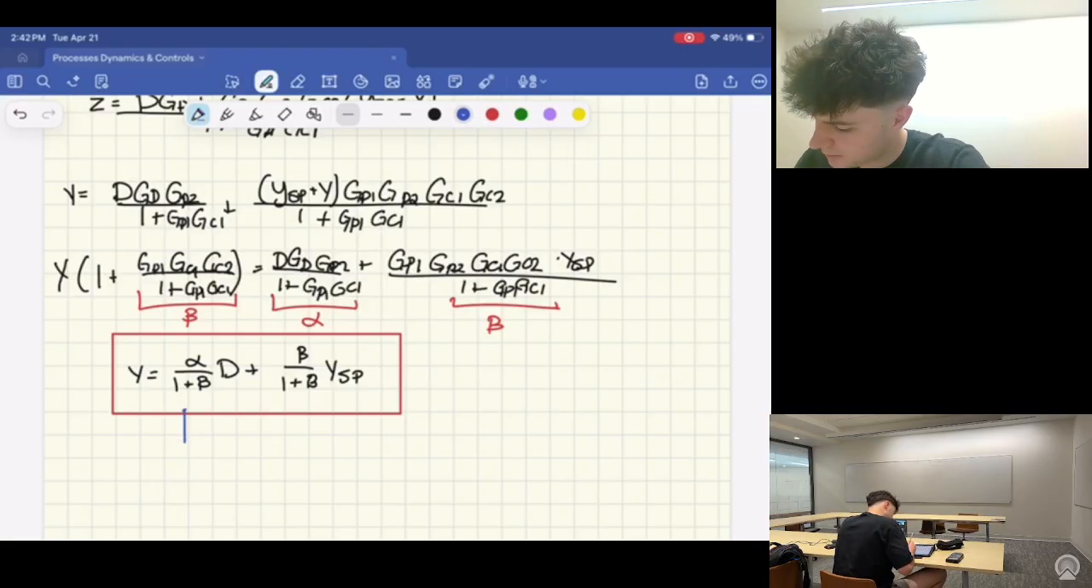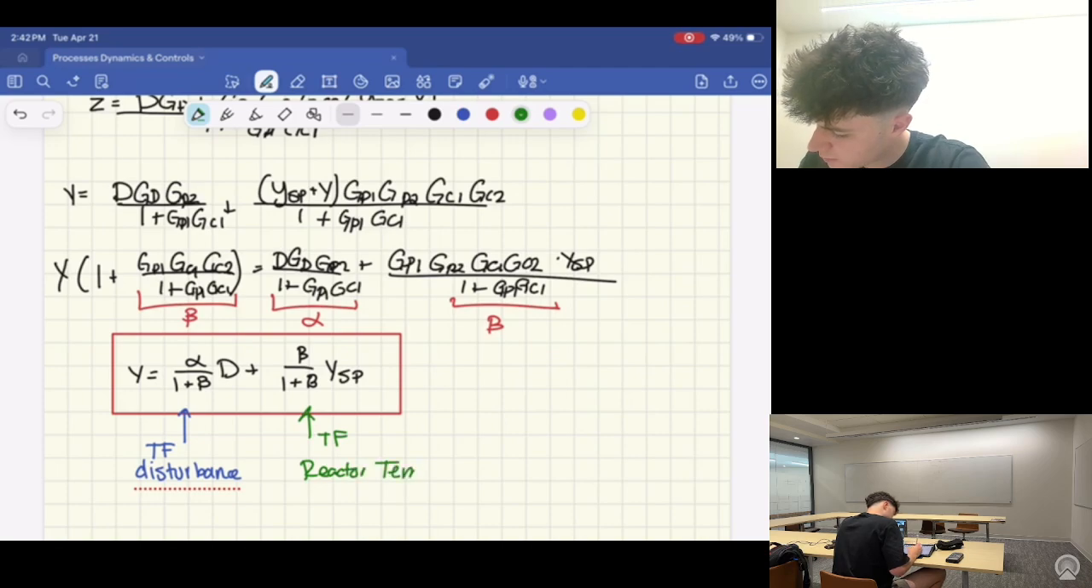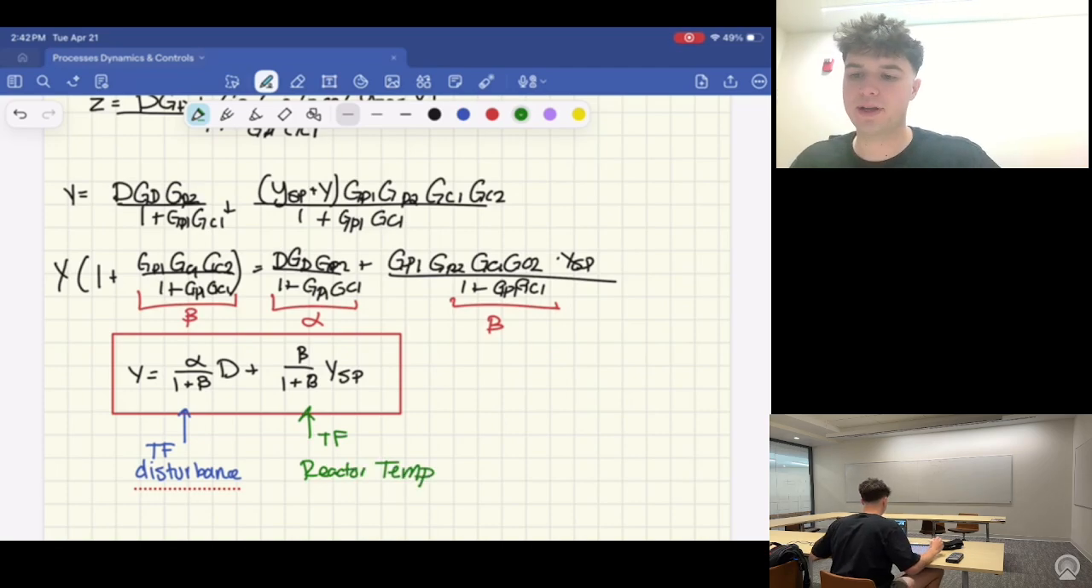This is the transfer function of the disturbance, and this is the transfer function of the reactor temp. So now we are able to go into Colab.